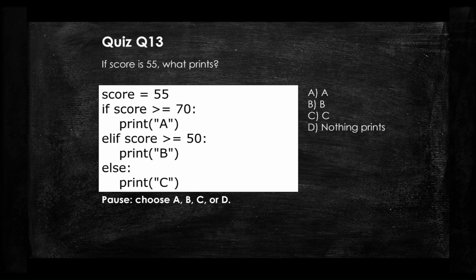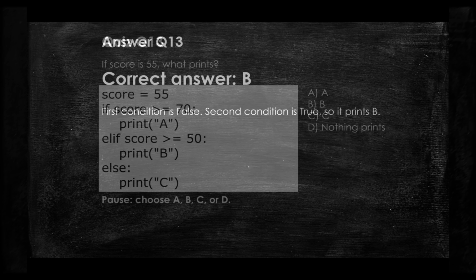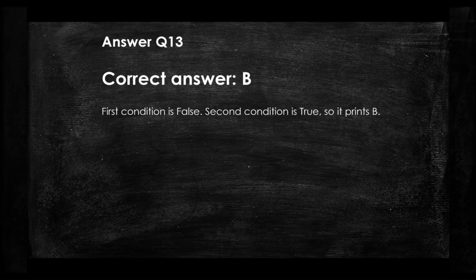Question 13. If score is 55, what prints? The correct answer is B. The first condition is false. The second condition is true, so it prints out B.